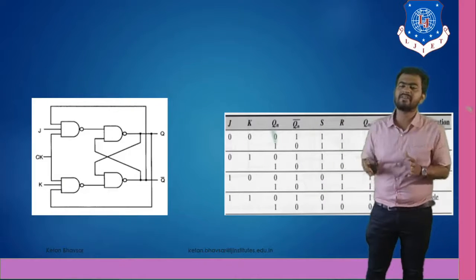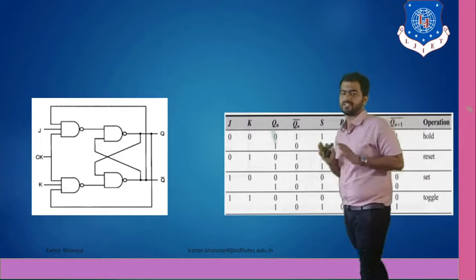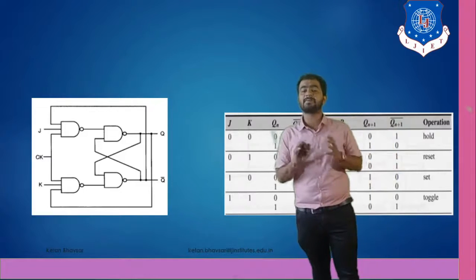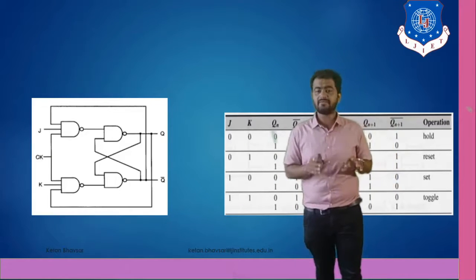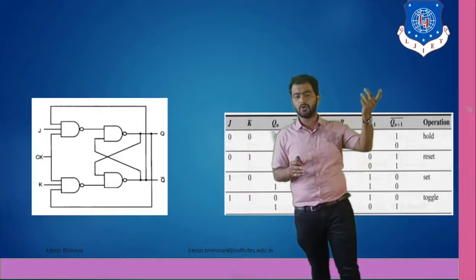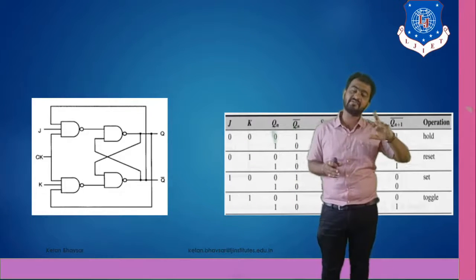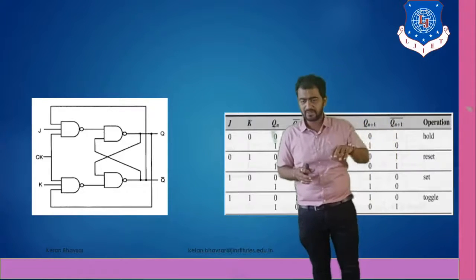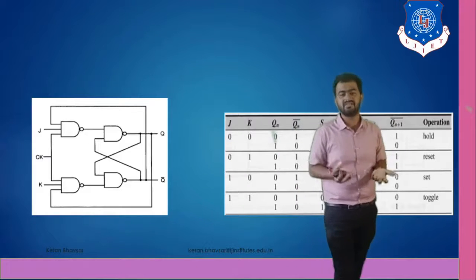So in terms of the toggle operation, your output changes to the previous value's opposite. It will toggle, meaning if your previous state is 0, 1, then it becomes 1, 0, and if it is 1, 1, then it becomes 0, 0. So according to that, it will change the previous state.